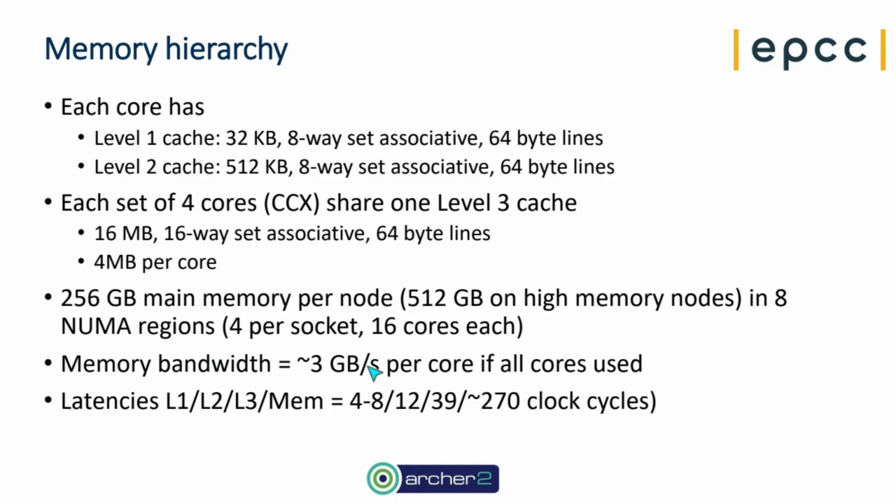If all the cores are being used, the peak memory bandwidth is around 3 gigabytes per second per core. And the memory latencies are something like 4 to 8 cycles to level 1 cache, 12 to level 2, 39 to level 3, and 270 to main memory. Those are not exact figures, but they give you some idea of the size of the memory latencies.